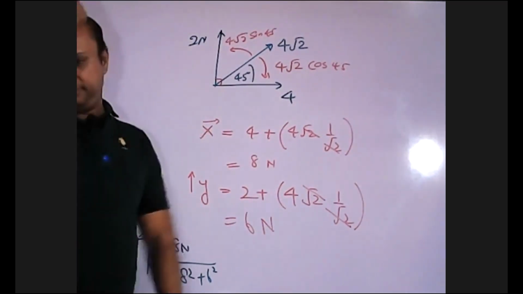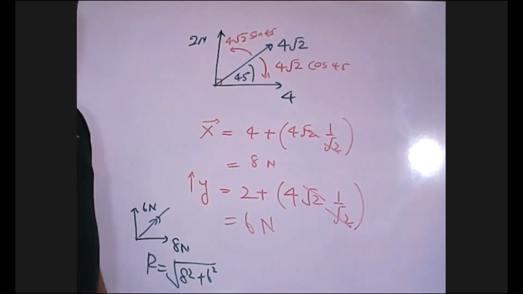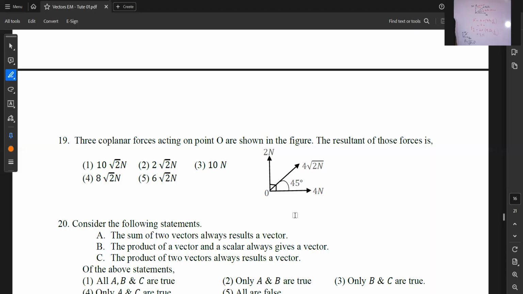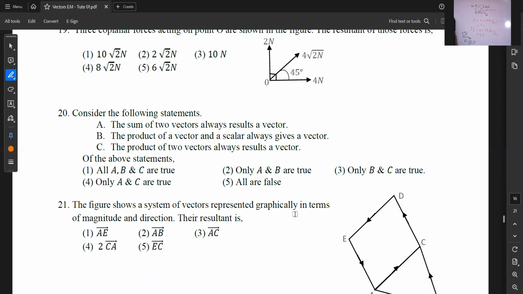Okay, the 20th one. Consider the following statement. The sum of two vectors always results in a vector. Is that correct or wrong? Tell me, correct or wrong, true or false? Statement number 1, is that correct or wrong?